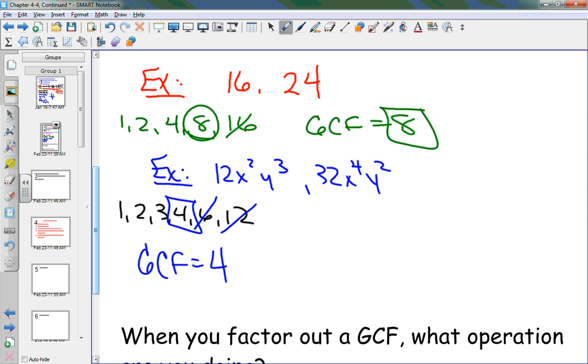Now, look at your x's. I have x squared, and then over here I have x to the 4th. How many x's are in x squared? How many x's are there in x to the 4th? So what you're telling me is I can only get the amount of 2 x's at a time. Does that make sense? So since 2 is the smaller exponent, I'm going to have 4x squared. How many y's do I have in the first term? 3. How many do I have in the second? So how many can I take? Y squared.